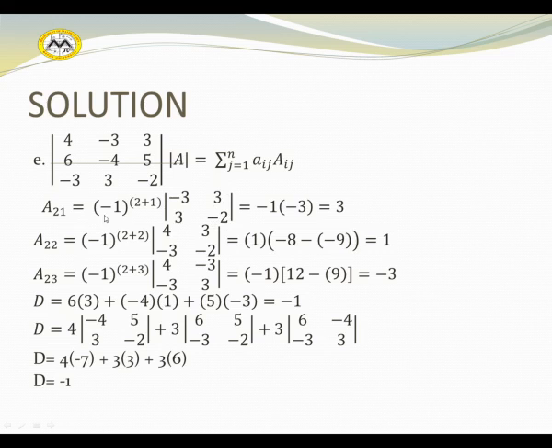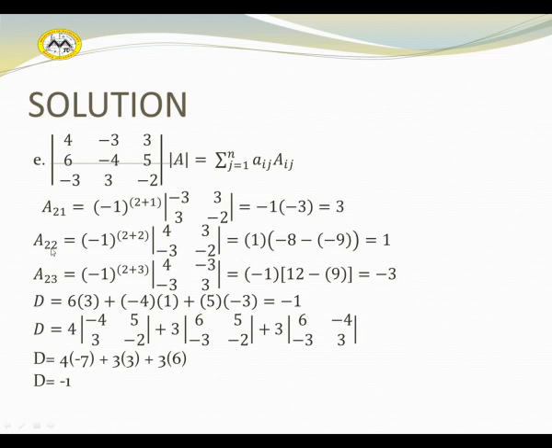Then the cofactor will be negative 1 raised to the sum of the second row and first column, which is 3. Negative 1 raised to 3 is negative 1, multiplied by the determinant of the minor. Evaluating the 2 by 2 determinant: negative 3 times negative 2 is positive 6, minus 3 times 3, which is 9. So the answer is negative 3. Therefore, the cofactor of the element at second row, first column is negative 1 times negative 3, which is positive 3.